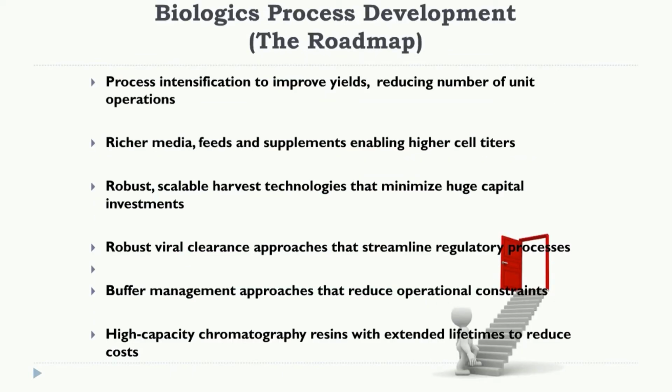The roadmap to our biological process development should have a minimum number of unit operations, minimum capital investment, high cell titers in our product, and we can reduce our operational constraints to a minimum. So if we go one by one, it's process intensification to improve yield, reducing number of unit operations, richer media, feed, and supplements enabling high cell titers, scalable harvest technology that minimizes huge capital investments, robust viral clearance approach that streamlines regulatory processes.